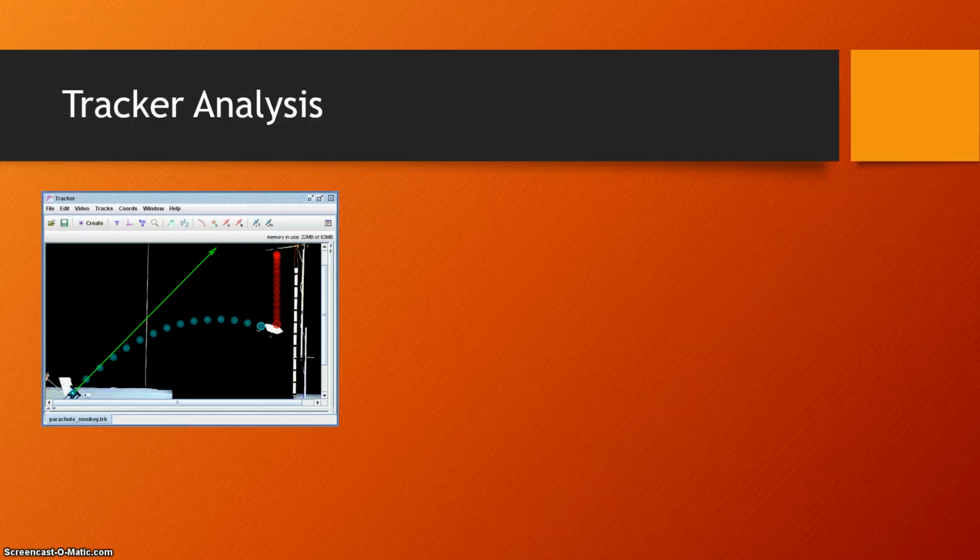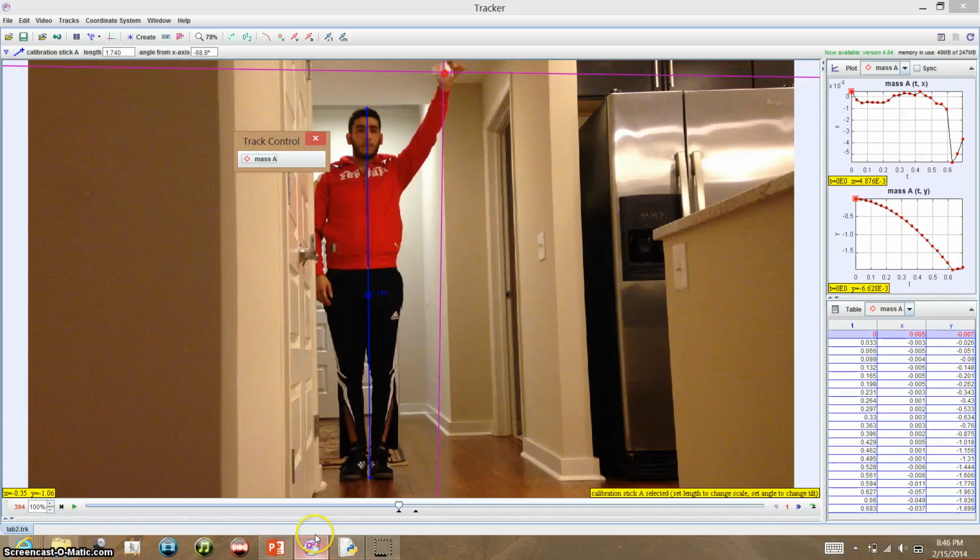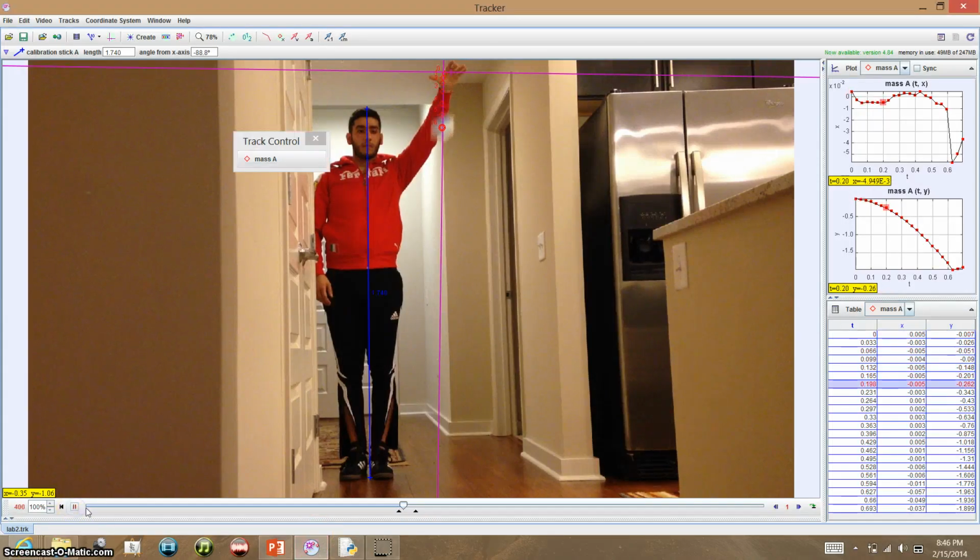Let's start by looking at the analysis done on Tracker. I would like to point out the fact that the soap box looks blurry at some point of the video. I had to calculate the point of mass at every frame where the object was blurry. The data used this time to establish the calibration stick was my height, 1.74 meters.